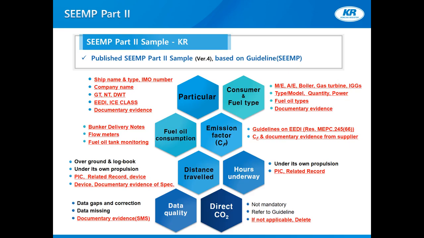In the chapter of consumer and fuel type, you shall enter the information of main engine, auxiliary engine, boiler, gas turbine, and inert gas generators. This information may contain type, model, quantity, power, and fuel oil types used in the consumer. You can include other consumer if you want. To verify that the information is correct, we will request you to submit documentary evidence. Details will be shown on the next slide.